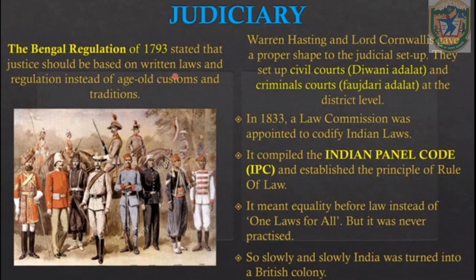Thus, by the 19th century, the British had established supremacy over the whole of India. In addition to this, in 1833, a law commission was appointed to codify Indian laws. It compiled the Indian Penal Code and established the principles of rule of law. It means equality before law, one law for all, but it was never practiced. So slowly, India was turned into a complete British colony.